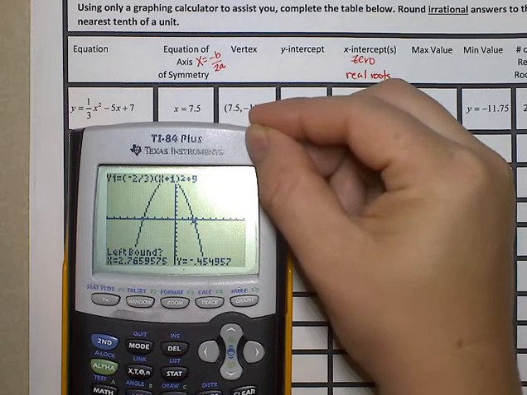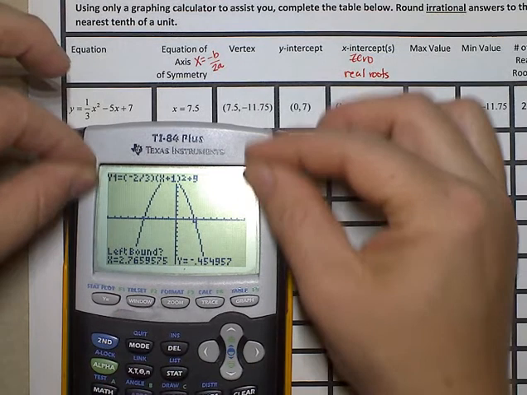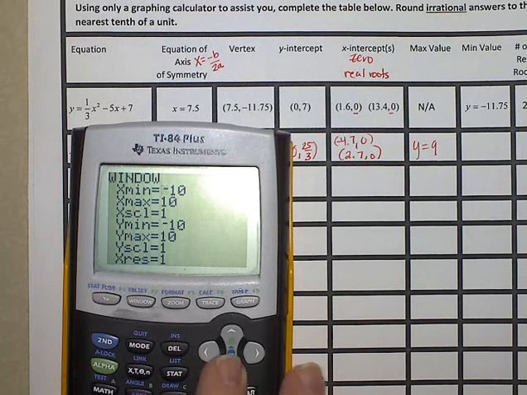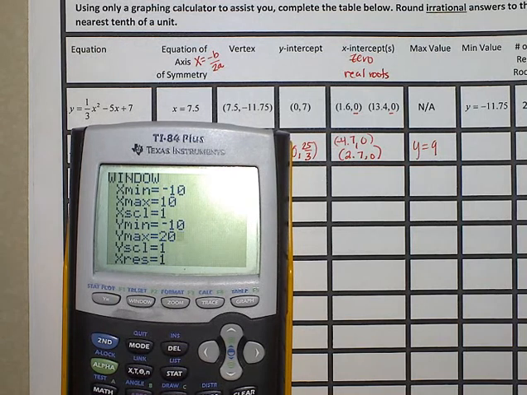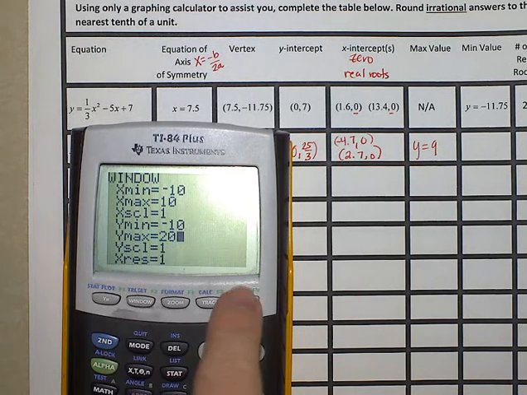To do that, hit Window. I want to take the Y value and push it up so I can see. So hit Window and find the Y maximum. Right now you're only going as high as 10. Let's go up to 20 to give us a little better view of this. I changed only the Y maximum to 20 and then hit graph.